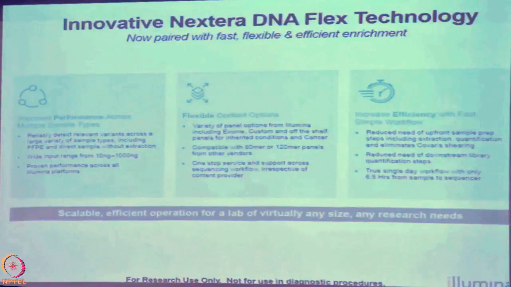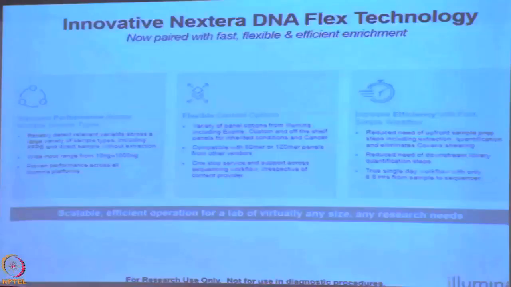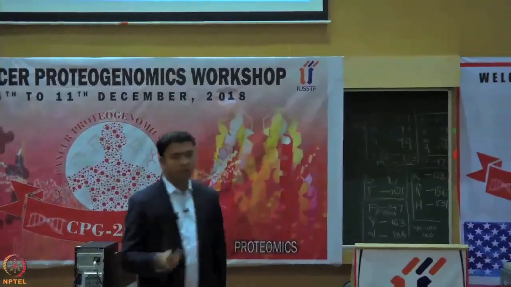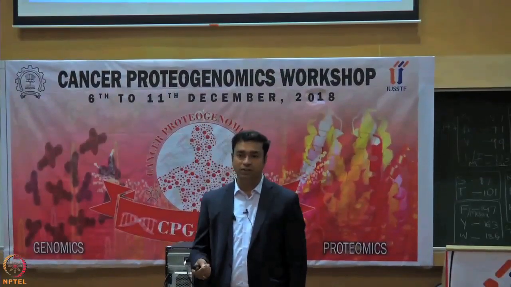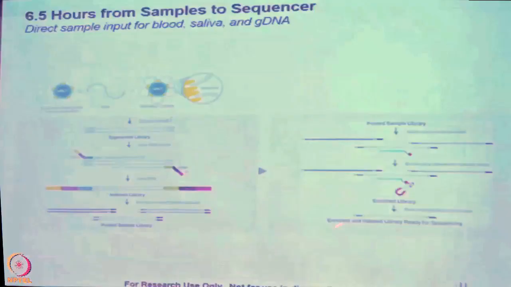So we use the Nextera DNA Flex library preparation, right? This is a very, very easy process. It takes only 10 nanograms of DNA. Any type of tissue, FFPE tissue, usually the cancer tissue type, like lung cancer, you are going to have FFPE tissue. And making this library takes only 6.5 hours. So it's very easy, right? And it's cost effective also. So how do we make it?